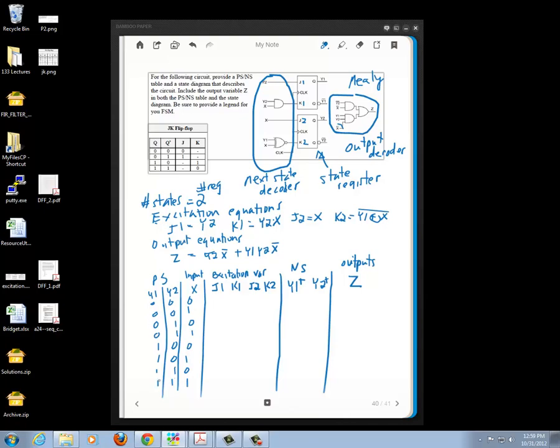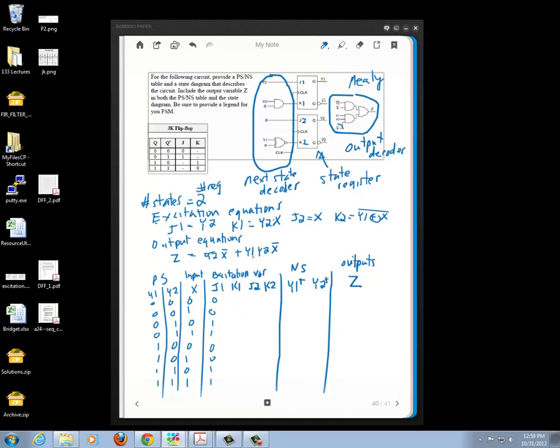And now we have to go ahead and figure out what our excitation variables are with these given inputs. That's where the equations come in handy. J1 is equal to Y2. So here's Y2. J1 is going to be the same exact thing as Y2. So we're going to have 0, 0, 1, 1, 0, 0, 1, 1.